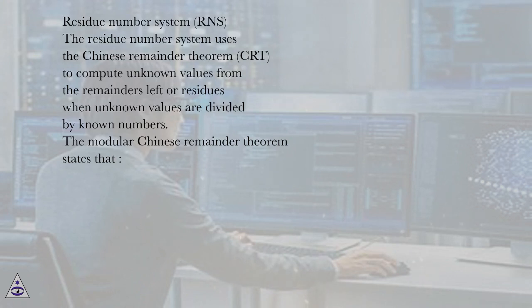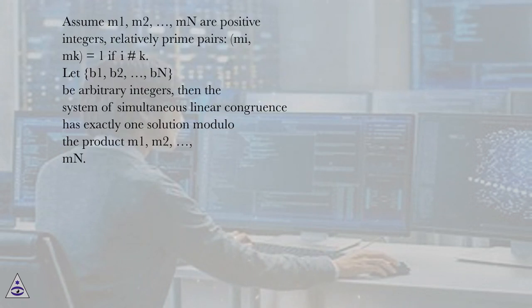Residue number system, RNS. The residue number system uses the Chinese remainder theorem, CRT, to compute unknown values from the remainders left, or residues, when unknown values are divided by known numbers. The modular Chinese remainder theorem states that assume M1, M2, ..., Mn are positive integers, relatively prime pairs, gcd(Mi, Mk) equals 1 if i is not equal to k.